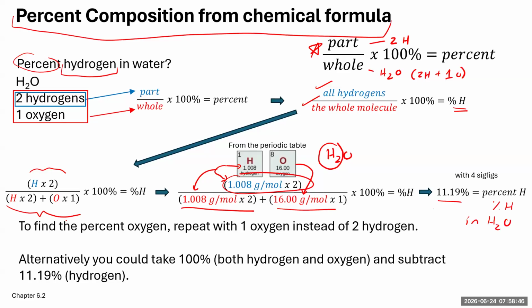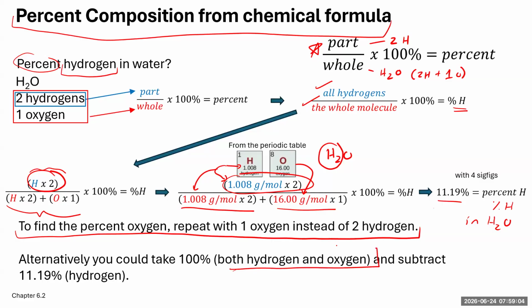All right. To find the oxygen, you would just repeat with one oxygen instead of the two hydrogens on top, right? You would just substitute this part here, and that'll give you the percent oxygen. Alternatively, you could do the trick we did on the last couple slides. You could just take 100%, both hydrogen and oxygen, and subtract that 11.19% hydrogen, and that'll equal your percent oxygen. All right. So you can pause this, rewind it, do whatever you need, but we're gonna try this right now.